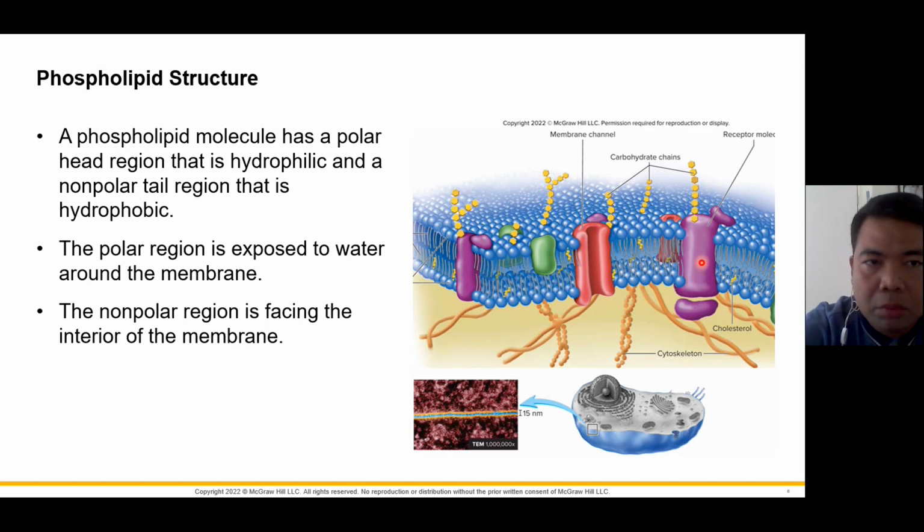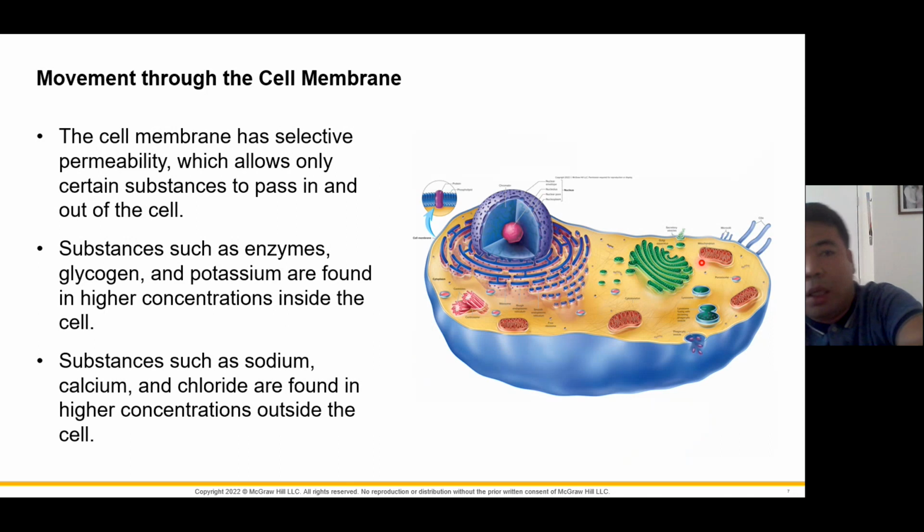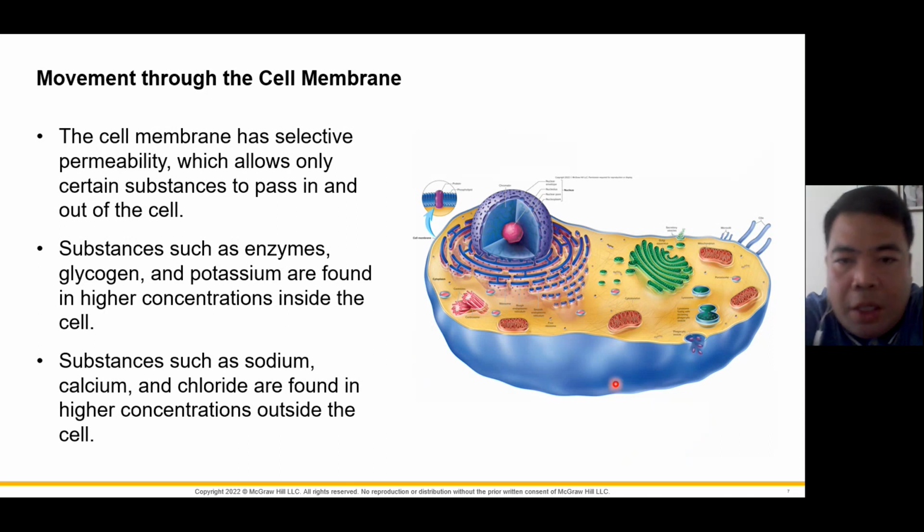Now, as we have said earlier, the cell membrane acts as the selective barrier between the inside and the outside, between the intra and the extracellular space. Meaning, it is selectively permeable. And when we say selectively permeable, it allows only certain substances to pass in and out of the cell.